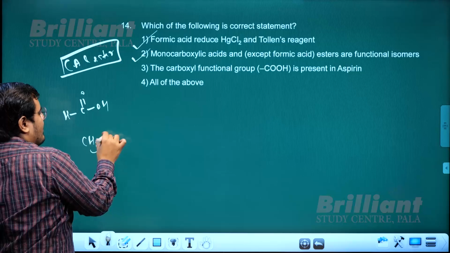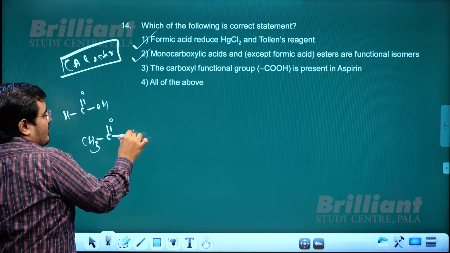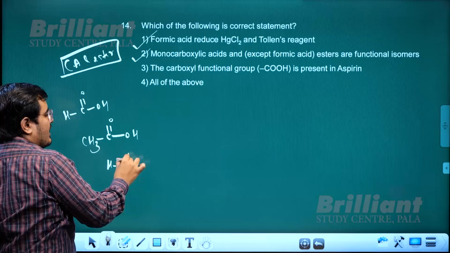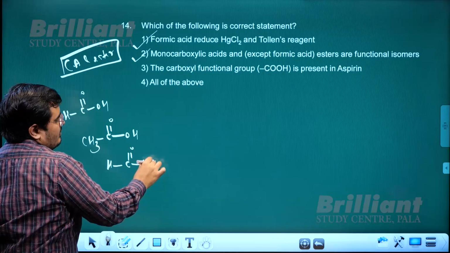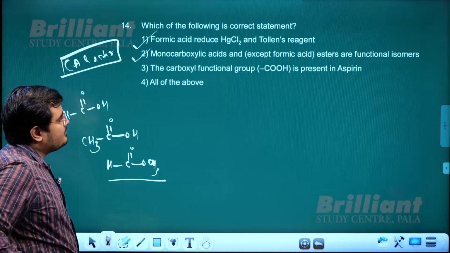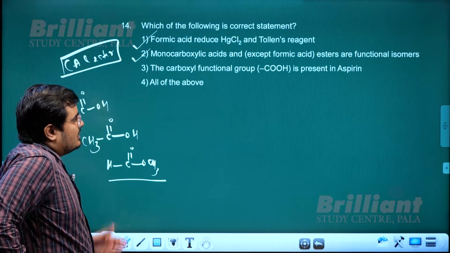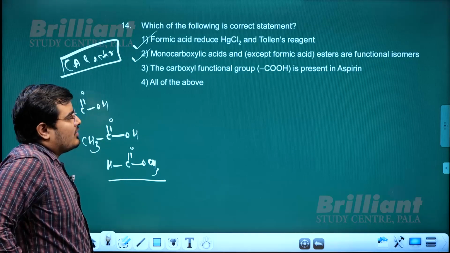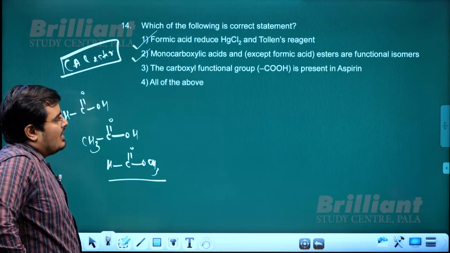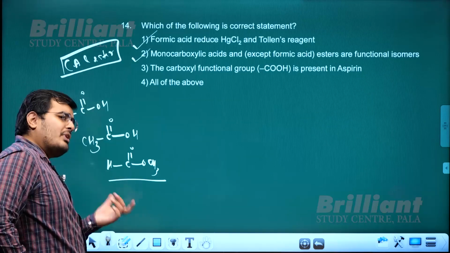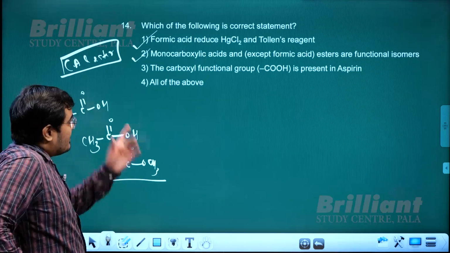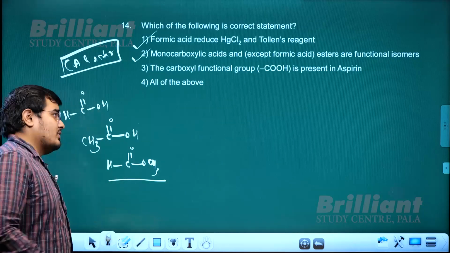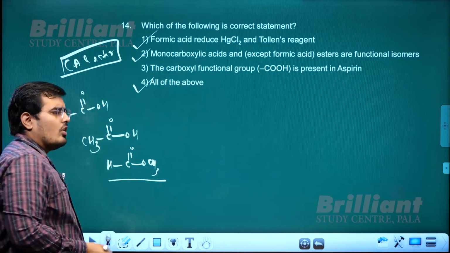Whereas at least for acetic acid, if you are writing this as an acid, you can write it as an ester also. So yes, they are functional isomers. Now the next thing is the carboxyl functional group is present in aspirin. Now you may or may not know the structure of aspirin, but since you know the above two are correct, the answer will be all of the above.